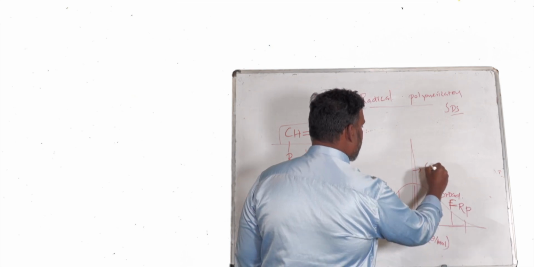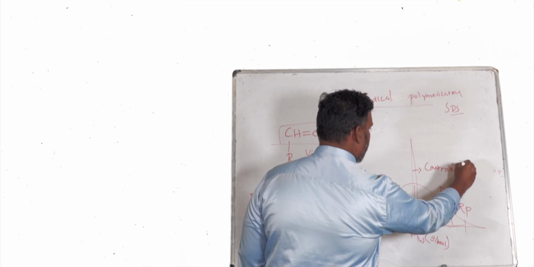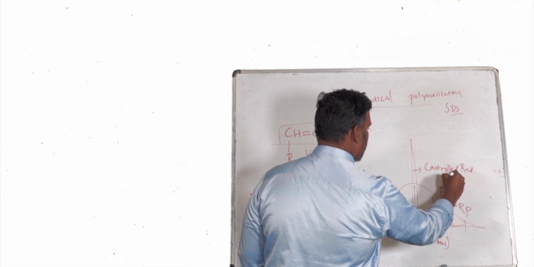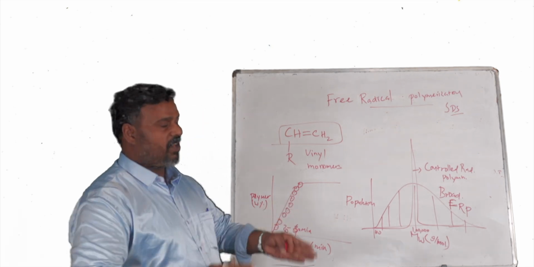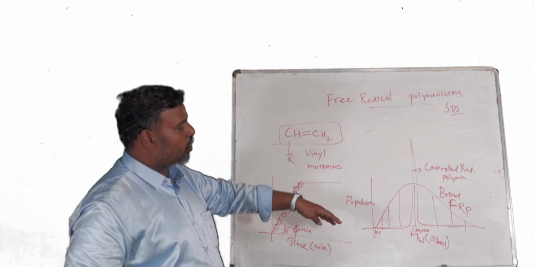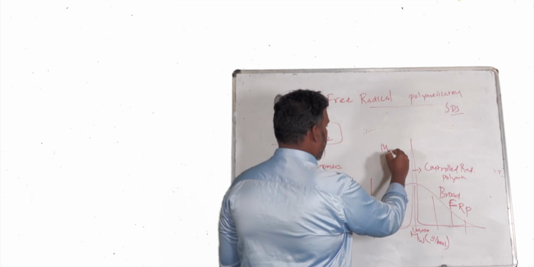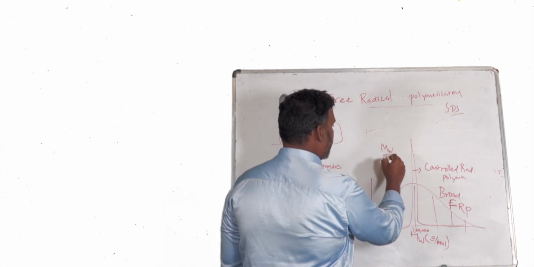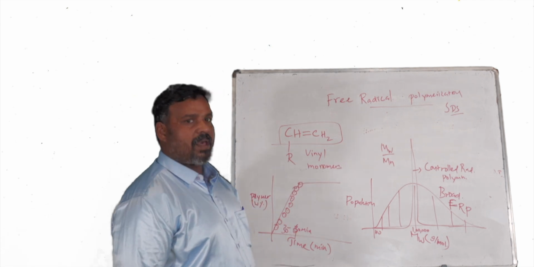We can use controlled radical polymerization. In controlled radical polymerization, you can expect the polymer to have a single molecular weight, which should be uniform. They express this as Mw by Mn, where Mw is the weight average molecular weight and Mn is the number average molecular weight.